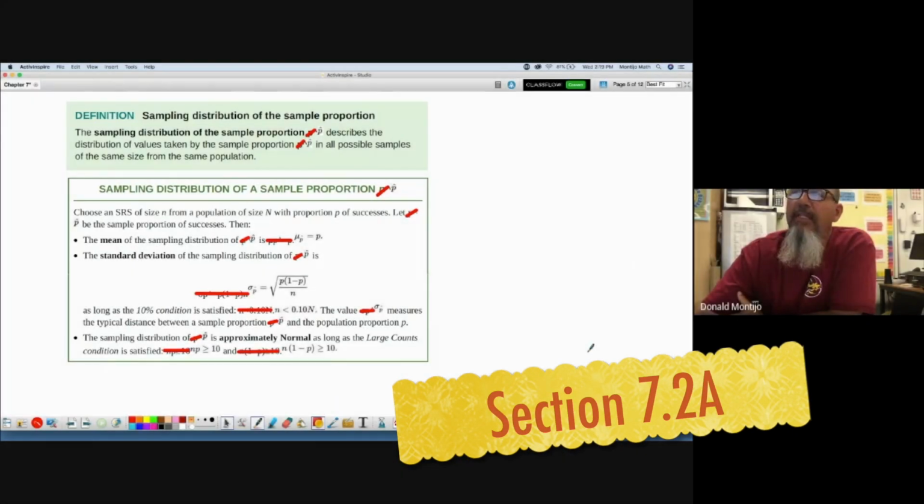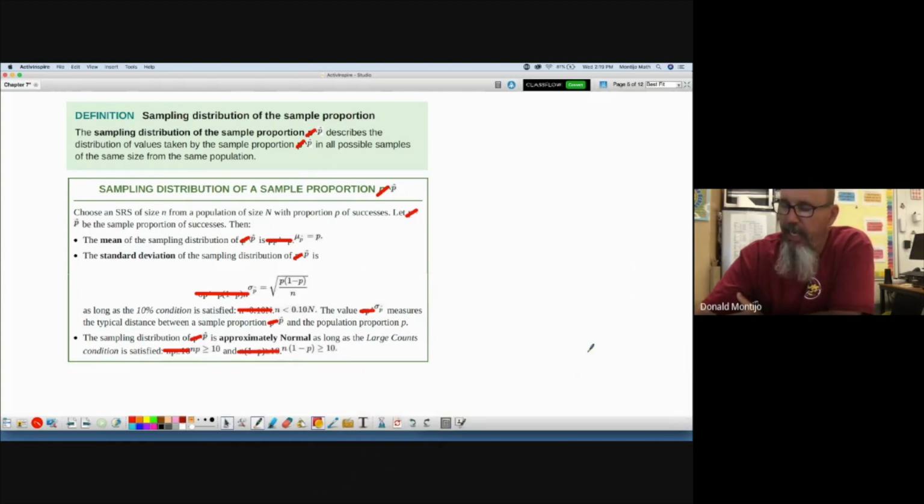The sampling distribution of a sample proportion. What in the heck are we trying to say here? Okay. Well, remember that we're talking now about proportions. Proportions relate to categorical data. Okay. Do you drive to school?